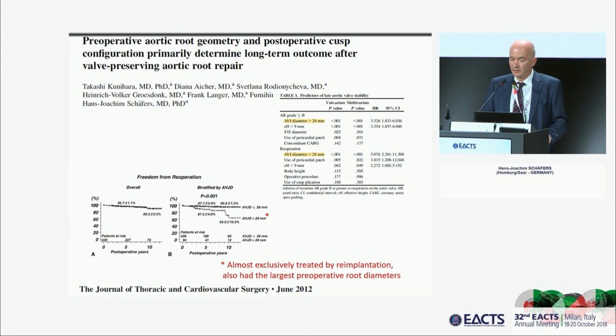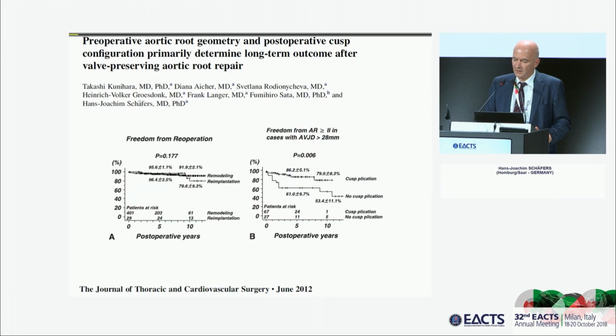However, this is an example of a frequently misquoted publication. If you read the text, these patients with the large annuli were almost exclusively treated by reimplantation, and they also had the largest root diameters. And interestingly, there was no difference between remodeling and reimplantation. Long-term, little, if at all, remodeling was somewhat better. And cusp plication seemed to be protective of recurrence of aortic regurgitation.